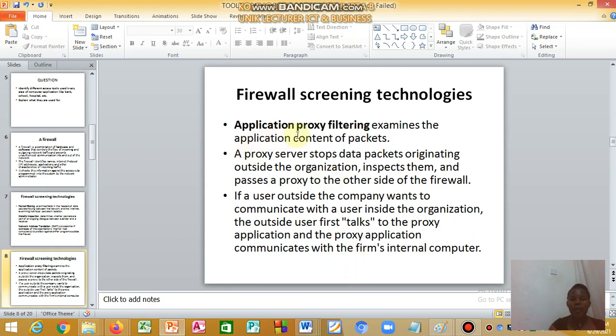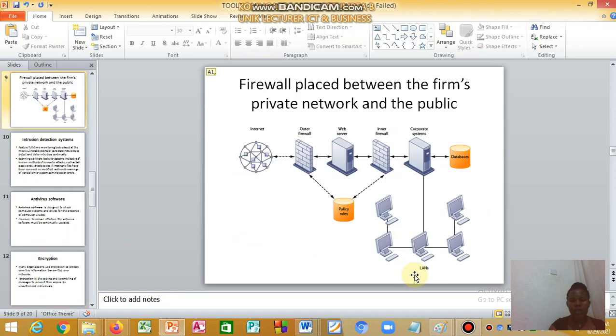Then we have application proxy filtering, which examines the application content of the packets. A proxy server stops data packets originating outside the organization, and then these ones will help you to talk to what you need. So we have a firewall placed between the firm's private network and the public internet. We have an outer firewall, and then here we have the inner firewall. What do you think is the importance of this? The importance of this is just to protect against unauthorized traffic. Anything that comes in, it is protected.